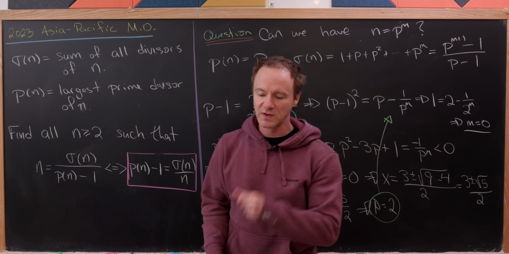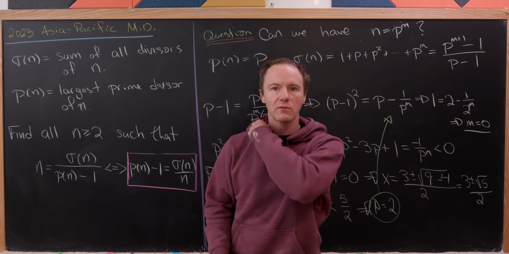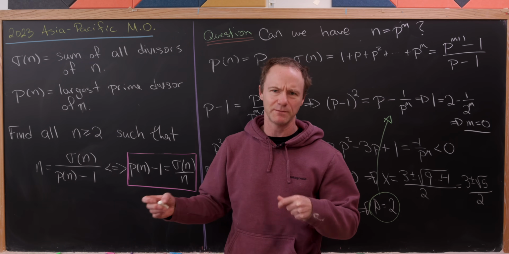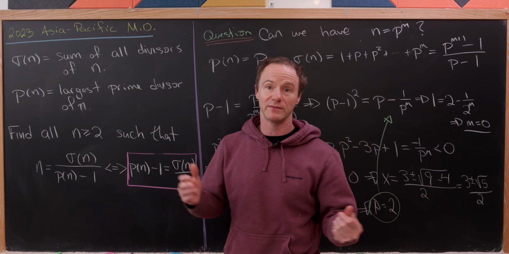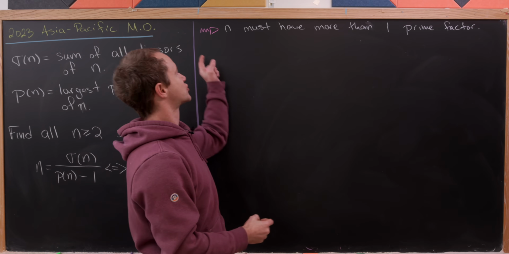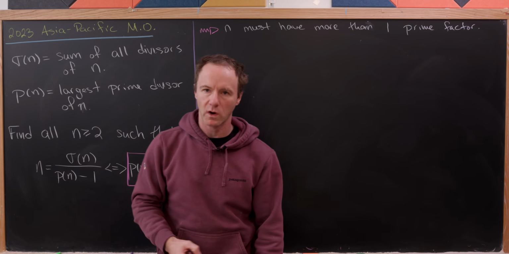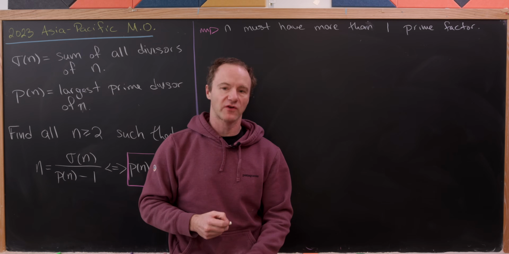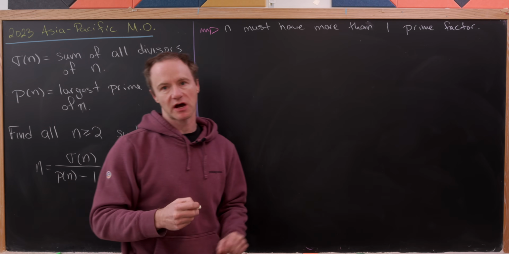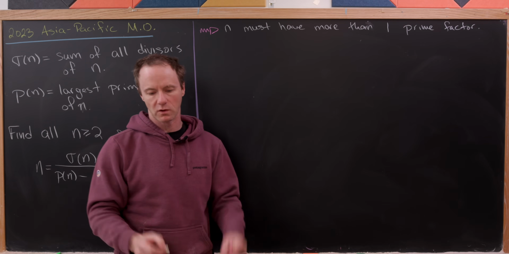Okay, so that means that there are no solutions to our equation where our n is a power of a prime. Okay, so now that we've done this warm-up version of our problem, let's jump into the problem as a whole. We just finished showing that n must have more than one prime factor. Now, we didn't phrase it like that, but that is the upshot of what we just did during our warm-up.